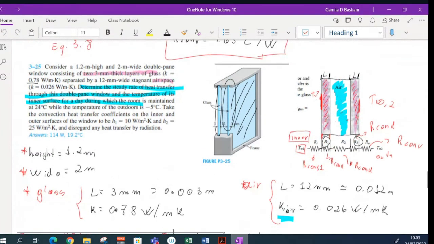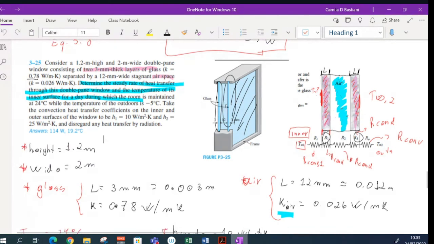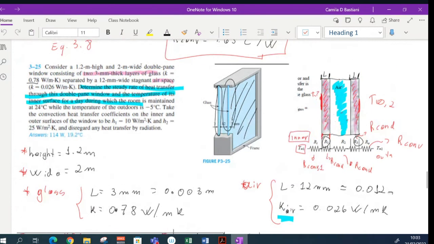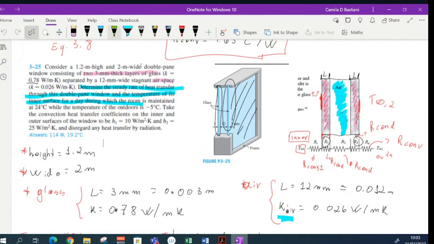We had a system with a double pane window, where we had glass on both sides and air in between those sides, okay? We knew the dimensions and we are asked to dictate convection heat transfer coefficients as being those ones. Determine the steady rate of heat transfer through this double pane window. So here is what they're asking us.